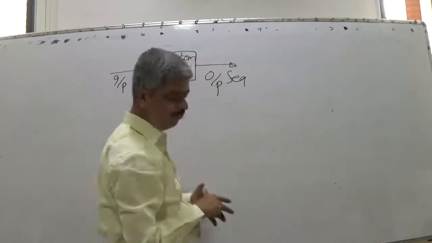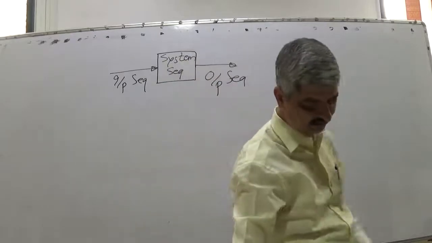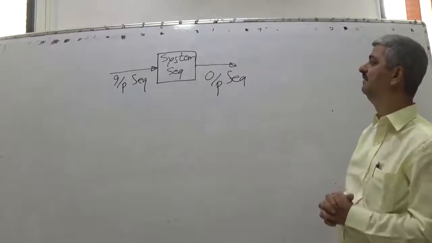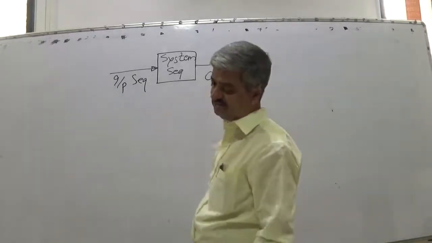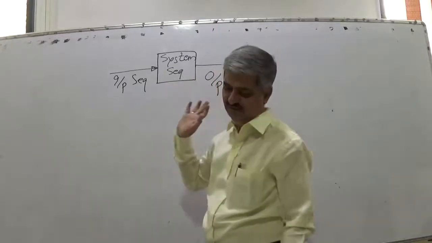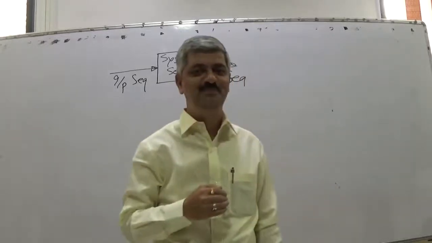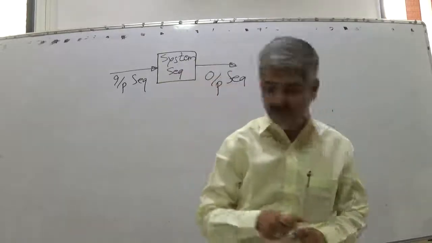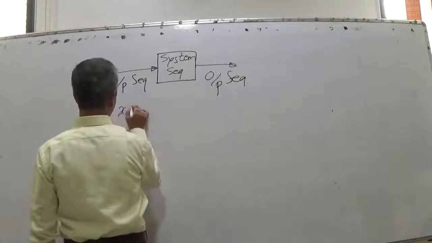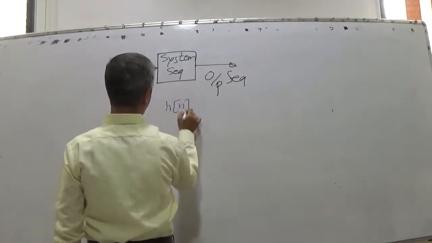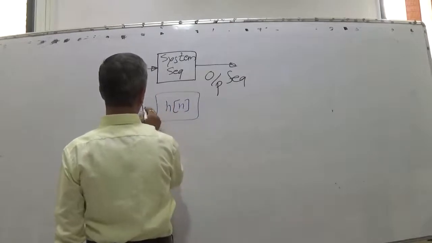Input sequence, output sequence, and a system sequence. So with these three, if you know the input sequence and system sequence, you can find the output sequence. Now I would like to ask an alternate. Is it clear? If I give you what is Xn, if I give you what is Hn, remember that now there should not be jumbling between K and N.